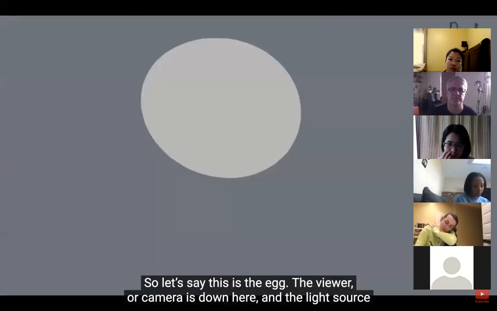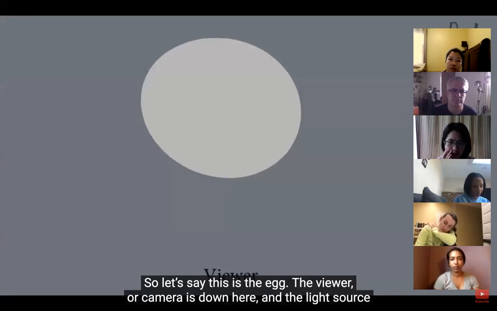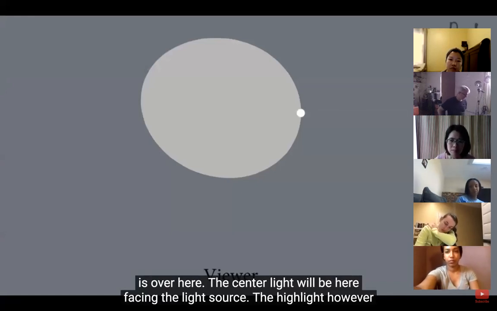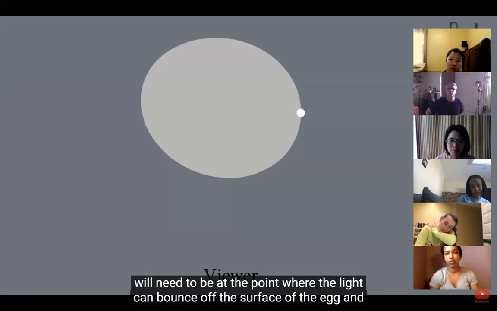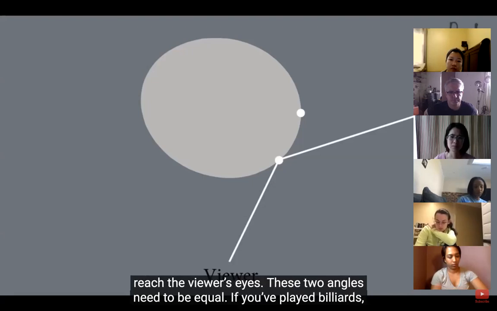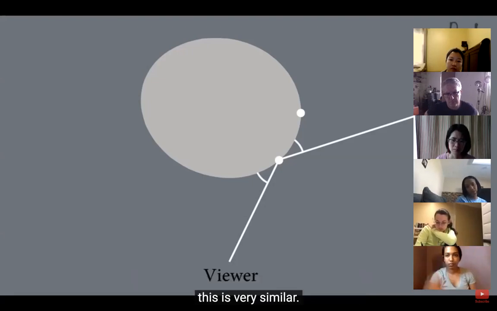So let's say this is the egg. The viewer or the camera is down here, and the light source is over here. The center light will be here facing the light source. The highlight, however, will need to be at the point where the light can bounce off the surface of the egg and reach the viewer's eyes. These two angles need to be equal. If you've played billiards, this is very similar.